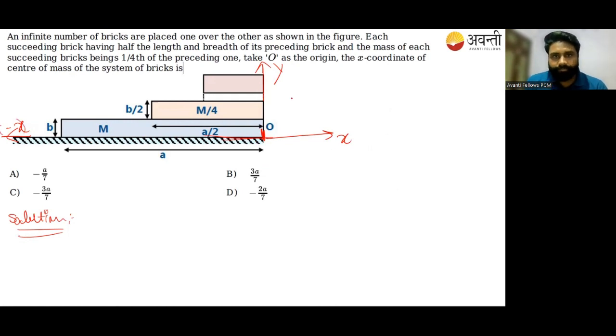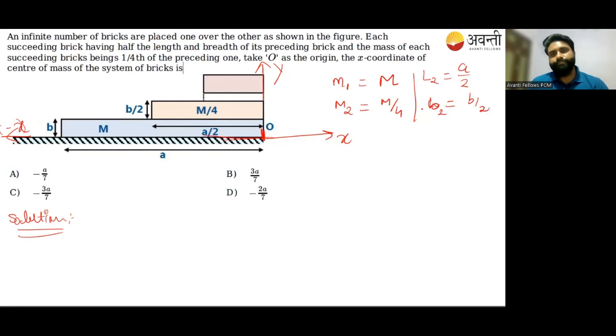What is happening here? If I consider the mass of the initial brick, the first brick, it is capital M. What is happening with the mass of the second brick? It is going to 1 by 4. And also the length of the second brick is decreased by 1 by 2. So if this has a length of A, this has a length of A by 2. And the breadth is also, the breadth B2 is B by 2.